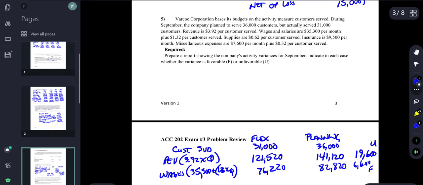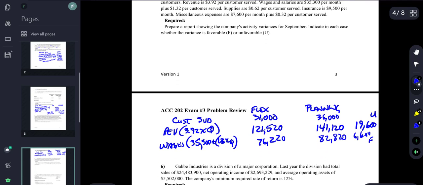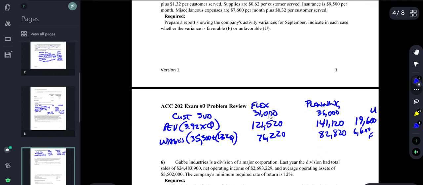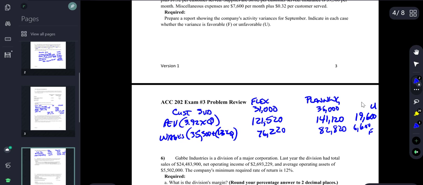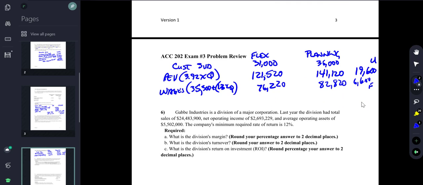The big thing to know is that with revenue, if the flexible budget is higher than planning, that's favorable. If it's lower than planning, it's unfavorable. However, expenses are the opposite. If the flex is less than the planning, it's always favorable, and vice versa.